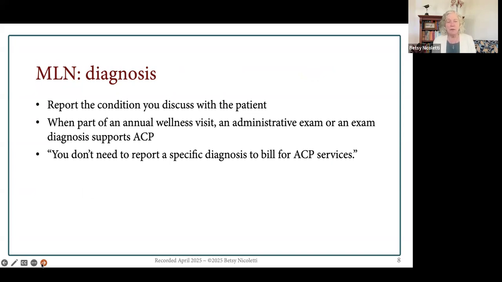However, you could have patients who want to come in and talk about advanced care planning because of something else that happened. They had a neighbor or a close friend, and they watched the decisions that were made at the end of life, and they want to make sure they get their wishes met. And so they ask to talk about advanced care planning. If it's part of an annual wellness visit, you can use an administrative exam or an exam diagnosis to support ACP. And the MedLearn Matters article says you don't need to report a specific diagnosis to bill for ACP services.